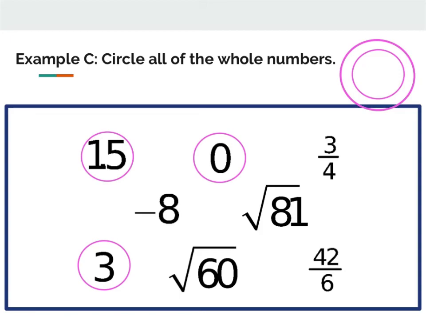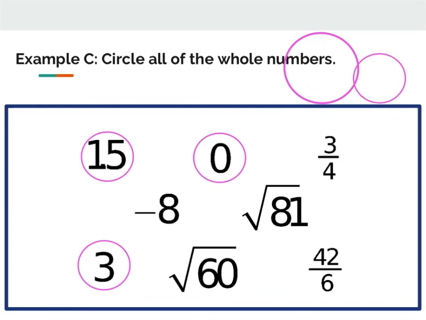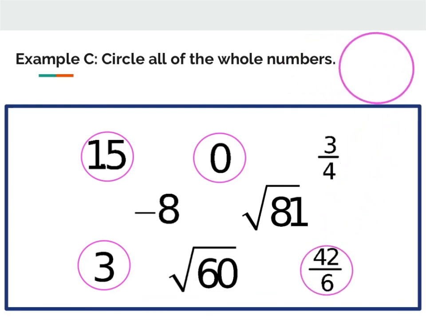42 divided by 6 is 7. That is a natural number when I go ahead and reduce it, so I know that's going to be a whole number. And then the square root of 81 is 9, and 9 is also a natural number, so I know that it is a whole number. So I've circled now all of the numbers that are whole numbers. So if I see a question like this, I got to make sure that I get all of the numbers. If I don't get all of the numbers, I won't get full credit. So let's go ahead and practice that now on your own.